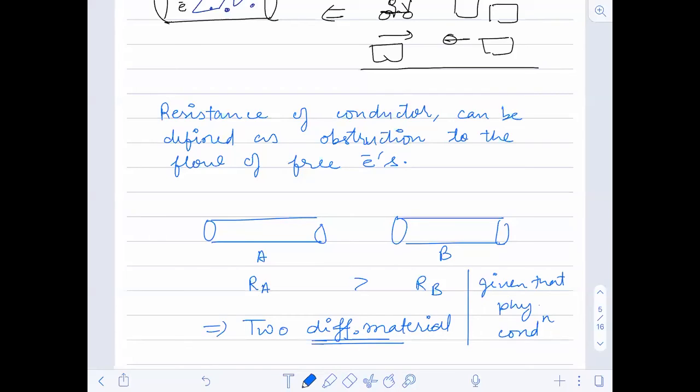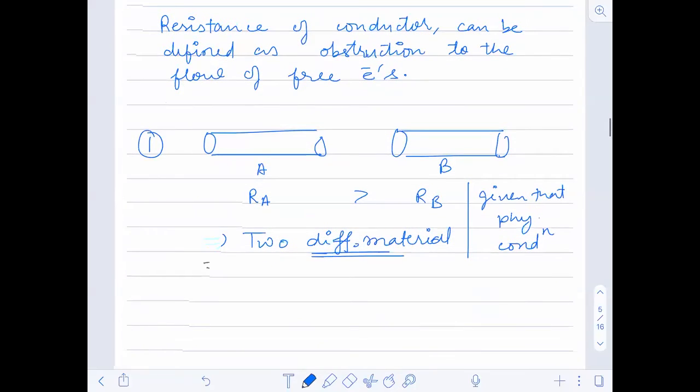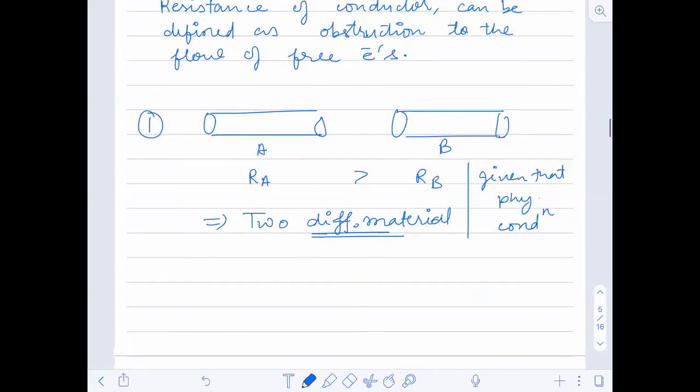So this is the first thing that I wanted you to understand. If the material is different, then for a given length, a given cross section, and a given temperature, the two conductors can have different resistance. So they must be of two different materials. This is how resistance depends on the material.